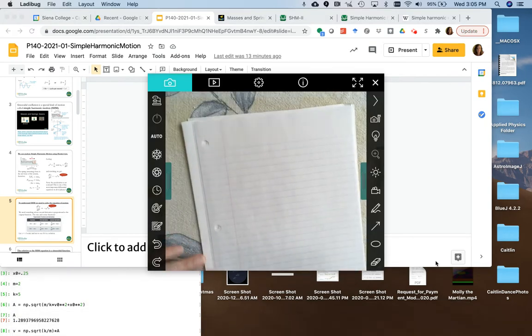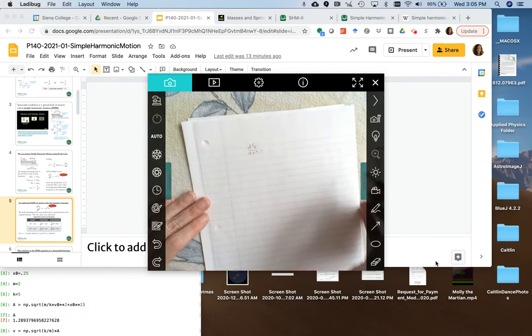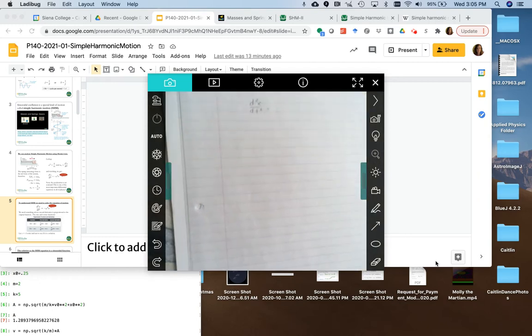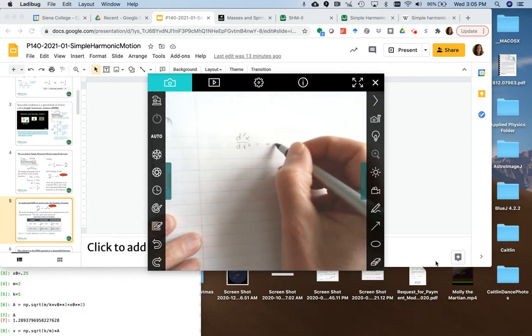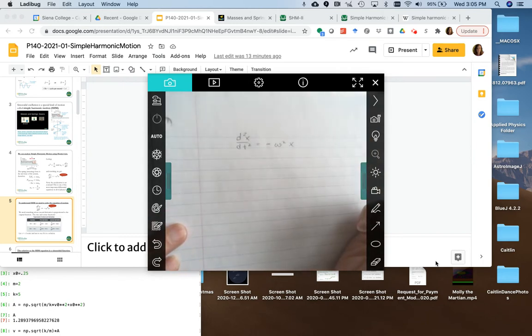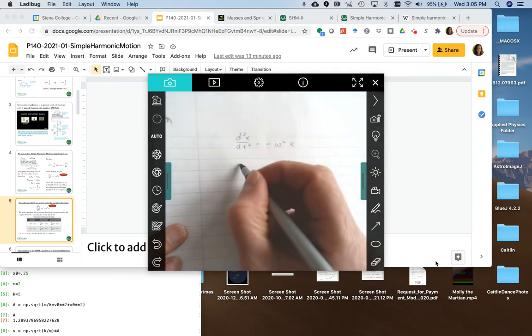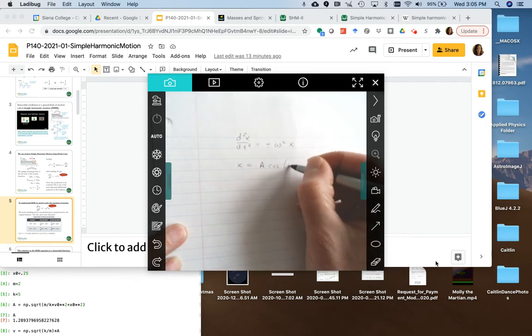Okay, so remember our differential equation says the second derivative of x with respect to t equals some constant, right, minus omega squared times x. That's what we got from just analyzing the force of a mass on a spring. Okay, so now I'm going to test and see if this function works.